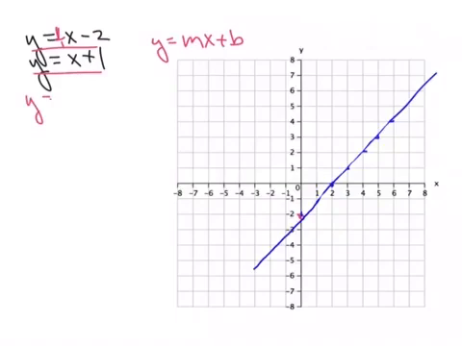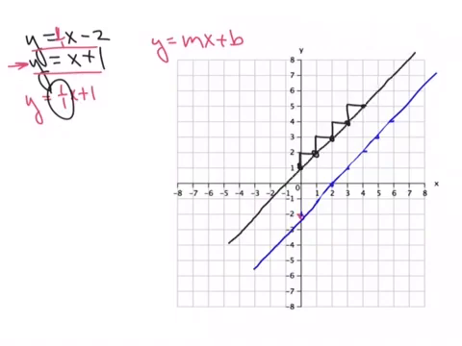Okay, so this is, again, 1 over 1x plus 1. That's this equation right here. And let's see, it crosses at 1. And then it says go up 1 over 1, up 1 over 1, up 1 over 1, and so on. Okay, so notice it does help me get a better straight line here. Okay. So there's my two lines.